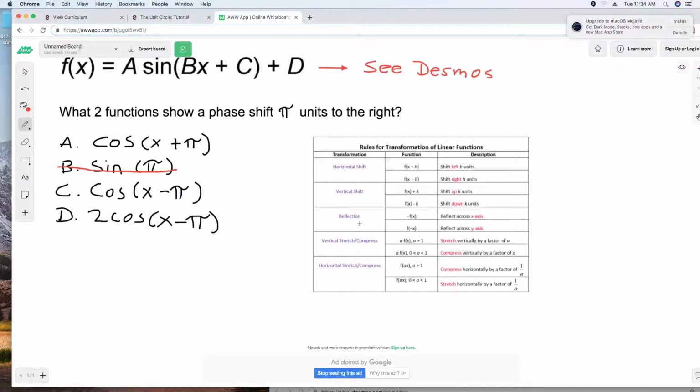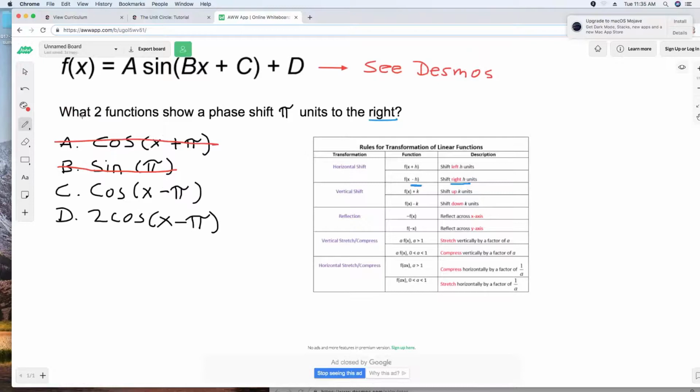Okay, now we are interested in the horizontal shift, which is the same thing as the phase shift. And we are moving to the right. When you move to the right, you have a negative inside the parentheses. So A is automatically out. Now on the graph of decimals, it looks the same because this one actually moved to the left the same amount of units. Now in this one, you need to look at the rules.